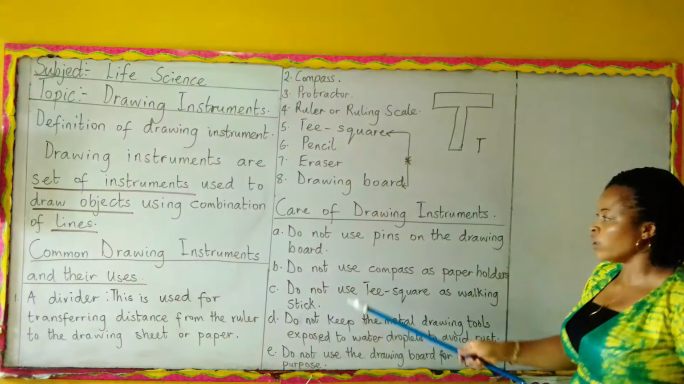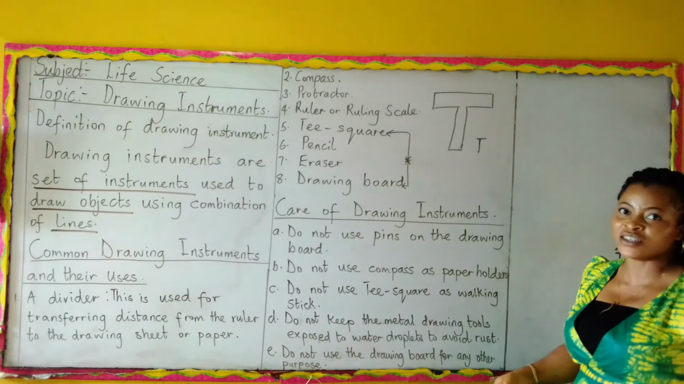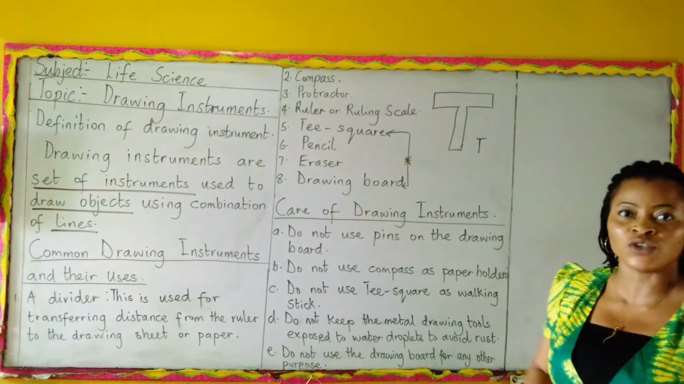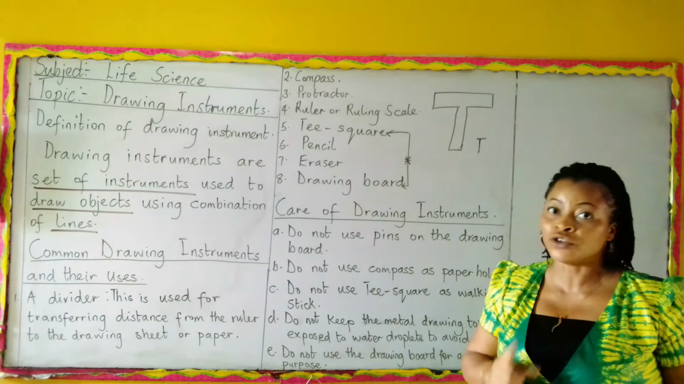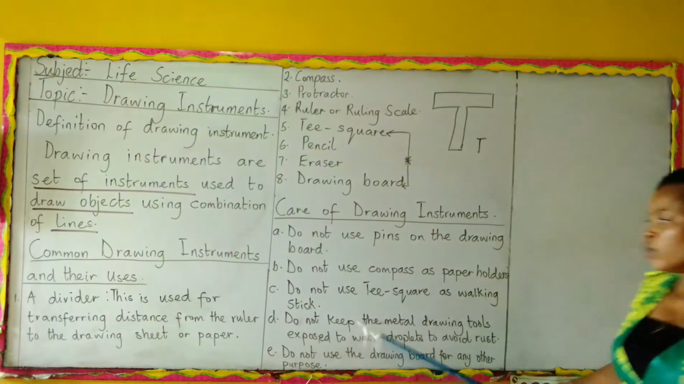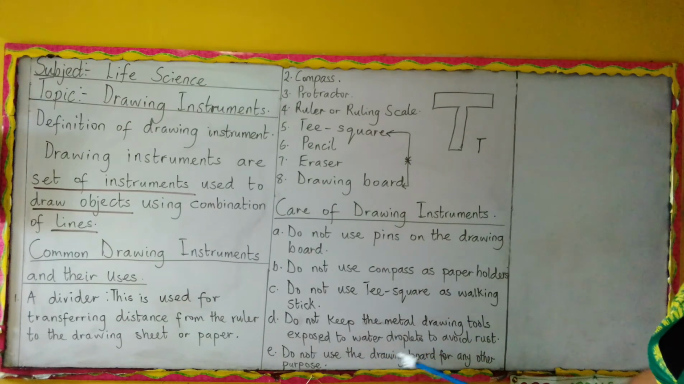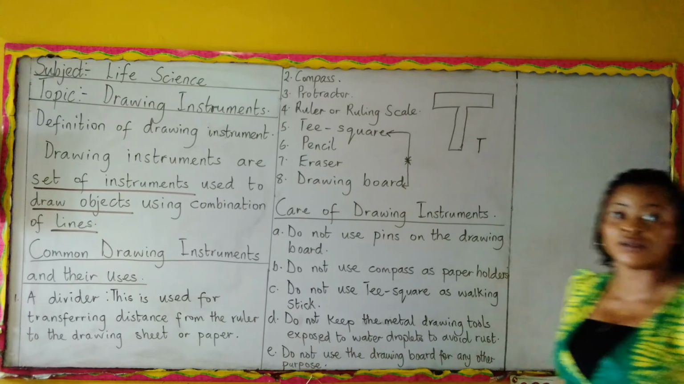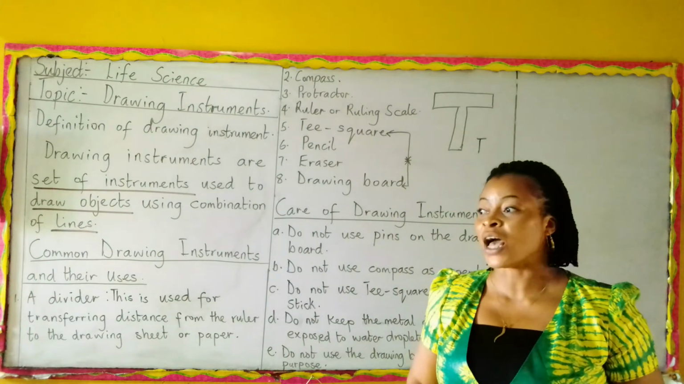So the next one is, do not use T-square as walking stick. Okay, this is common with children. Children will always want to use it as a walking stick or play with it. Don't do that, because once it breaks, it becomes useless to the user. Now, do not keep the metal drawing tools exposed to water droplets to avoid rusting. That's true. Don't keep them. Don't expose it to moisture, no matter how you see it.